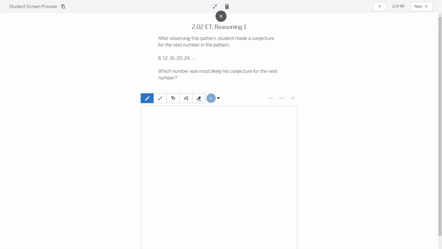After observing this pattern, a student made a conjecture for the next number in the pattern: 8, 12, 16, 20, 24. Which number was most likely his conjecture for the next number? We notice that 8 to 12 adds 4.